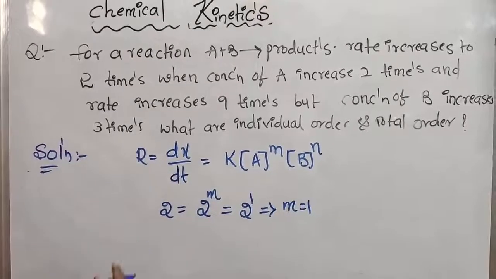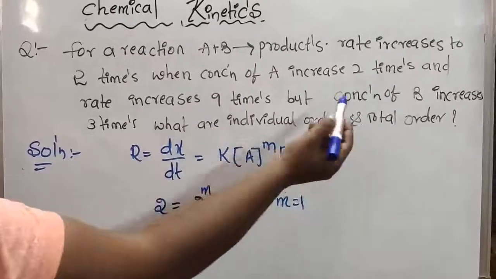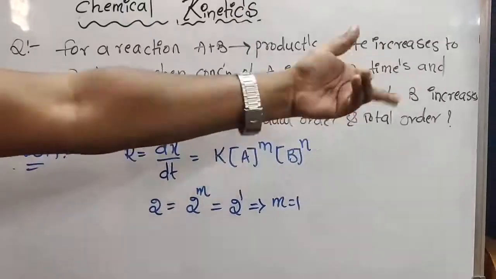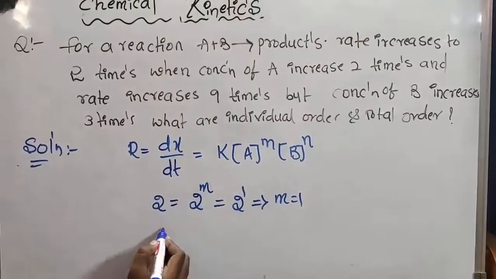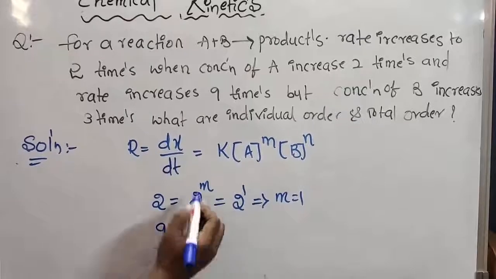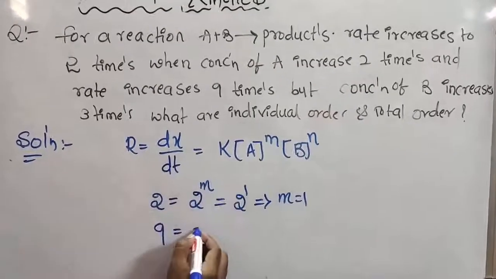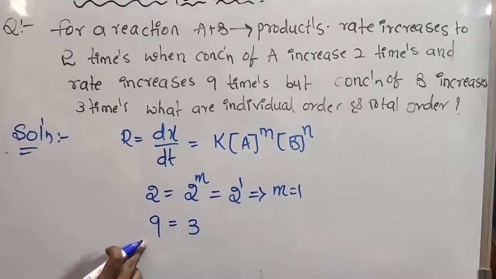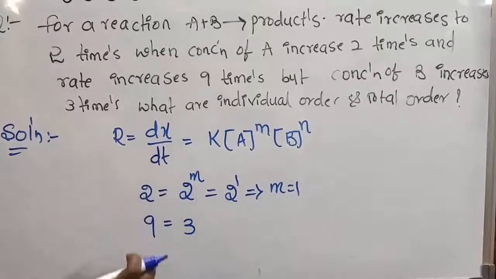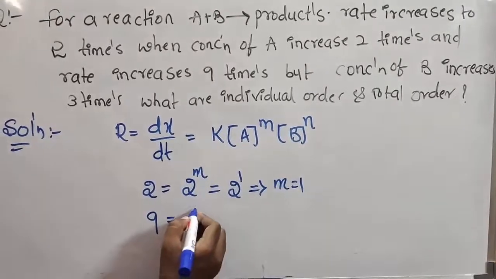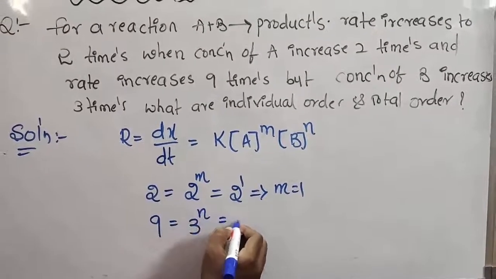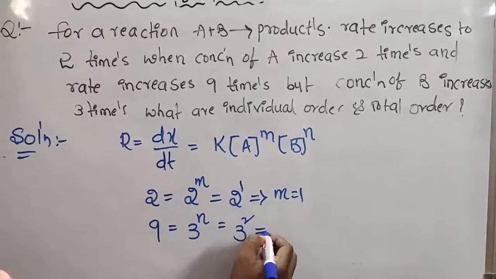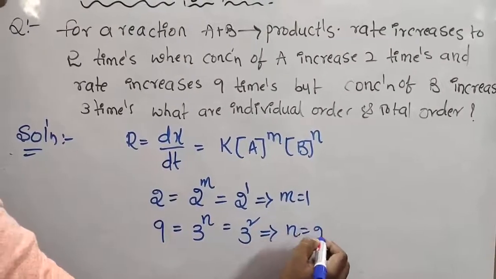And next, concentration of B. Where is B? Rate increases 9 times and concentration of B increases 3 times. So here 9 should be equal to this. 3 3s are 9. So 3 to the power of n, so 3 square. So here n equal to 2.